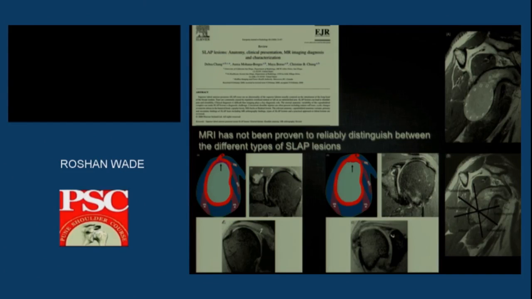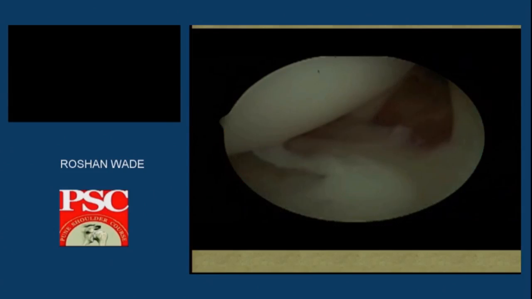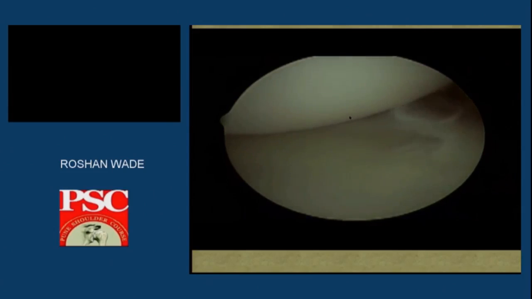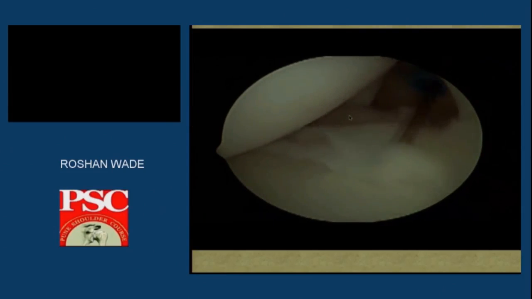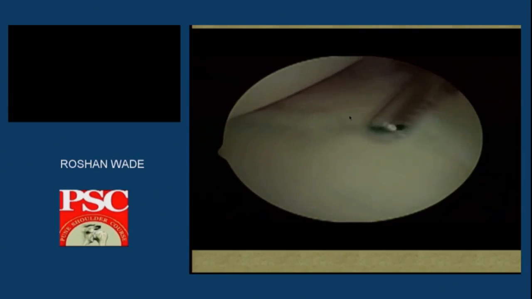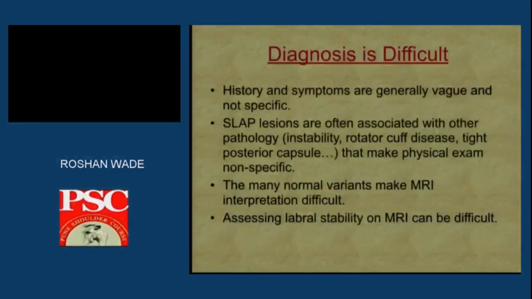Usually they may not be associated with. So MRI has not been proven as a reliable tool in diagnosing the SLAP lesion. So this is another SLAP lesion, same way. You can see there is fibrillation. You can just debride it and the patient will have good pain relief because of this.